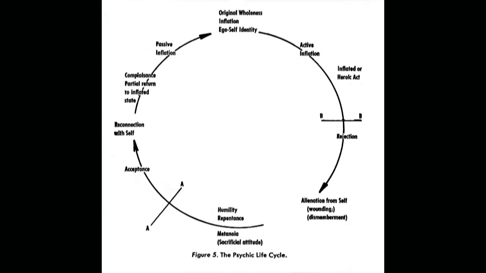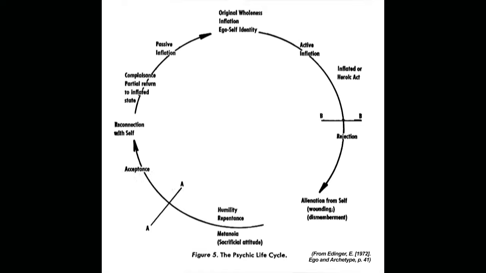Now this is a diagram of the exact same hero's journey, but strictly in Jungian terms. This is again a diagram from Edward Edinger's book, Ego and Archetype. So this state of the hero, when he just starts out, he calls original wholeness, or a state of inflation, or just a little before that, he calls that passive inflation. Over on the left there, you'll see passive inflation.